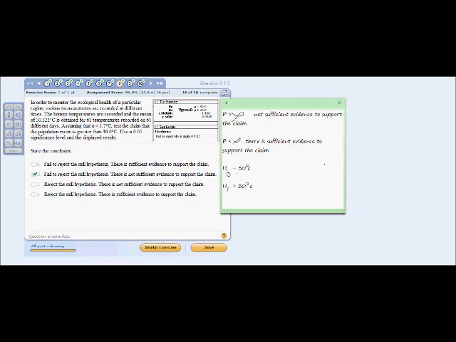Well, as we know from our previous examples, if p is greater than alpha, not sufficient evidence. If p is less than alpha, there is sufficient evidence. So our claim is our alternative hypothesis. And as you see here, our alternative is greater than 30 degrees Celsius. Since p is greater than alpha, there is not sufficient evidence to support the claim. So basically, we're rejecting our H1 and accepting H0. So if we use our stats lingo, we are failing to reject the null hypothesis, and there is not sufficient evidence to support the claim. Moving right along.